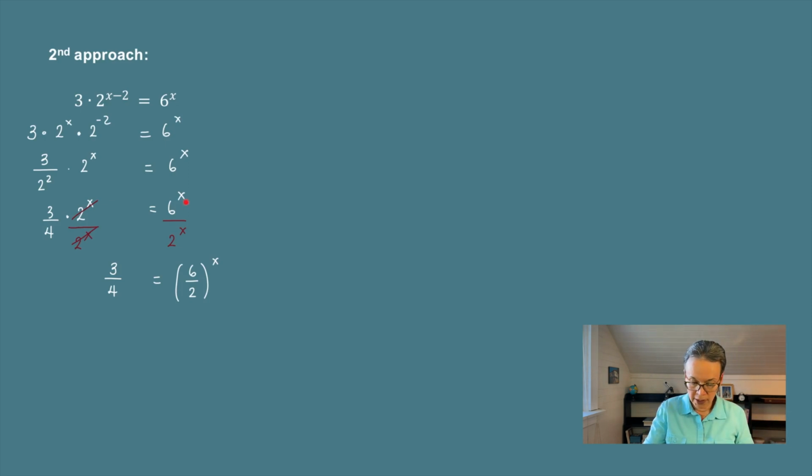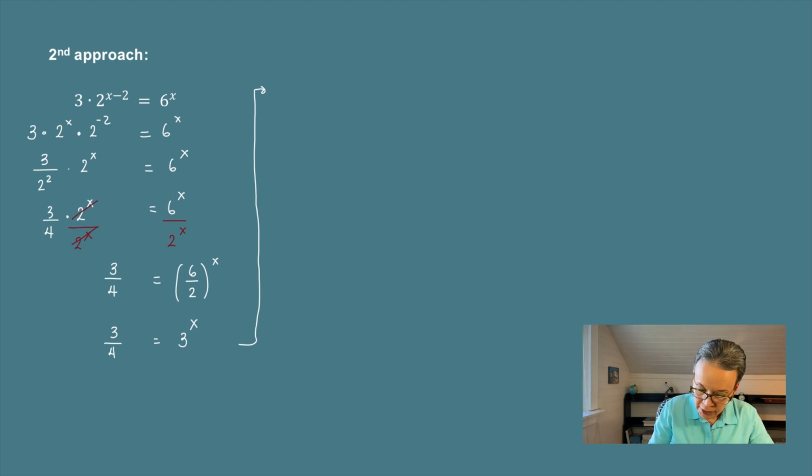Okay, so 6 to the x over 2 to the x is the same by rules of exponents as 6 over 2 to the x. And that is going to nicely give us now 3 over 4 equals 3 to the x. Now, in order to continue here, we will take this exponential equation and we will express it in terms of logarithms.